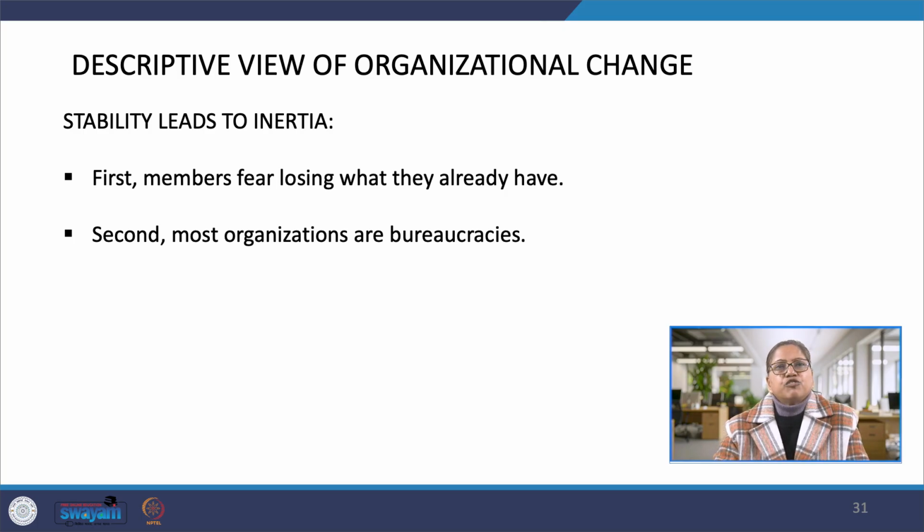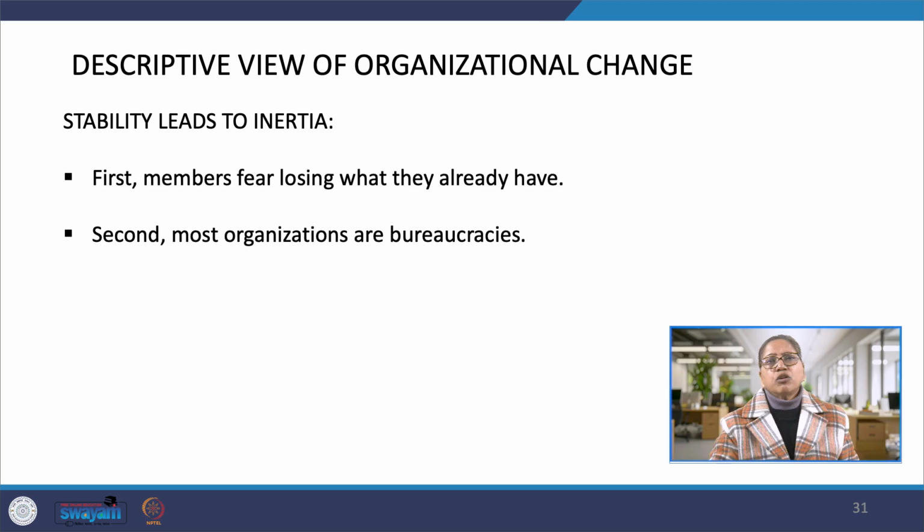Stability leads to inertia. Most school systems are using the same technology today as they were having in the last couple of decades. The majority of business firms do appear highly resistant to change. So, why do organizations resist change? First, members have a fear of losing what they have. They become complacent. It is because of their habit that they do not want to accept the new norms.